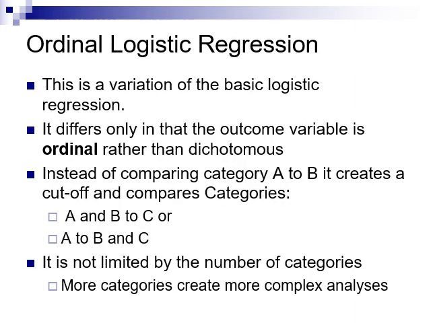I finally want to touch on ordinal logistic regression. This is a variation of basic logistic regression. It only differs in that the outcome variable is ordinal rather than dichotomous. So it's 3 or more levels and they're ordinal. Instead of comparing category A to B, it creates cutoffs that compare various categories, A to B and B to C. And again, this is with 3 categories. It could be more. It is not limited by the number of categories. More categories simply create more complex analyses, as is almost always the case.